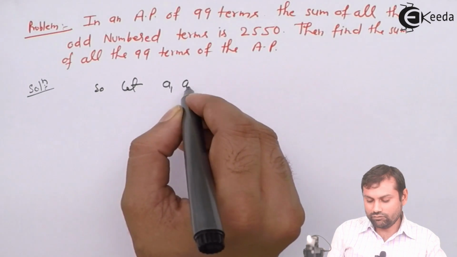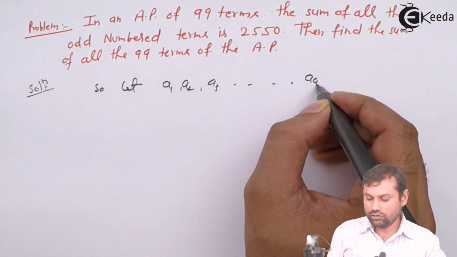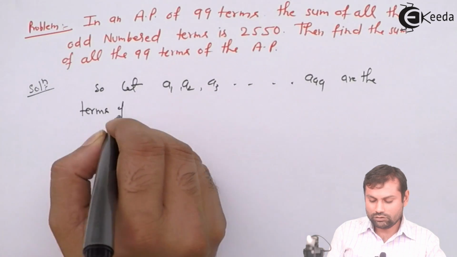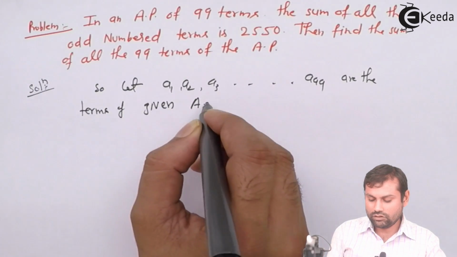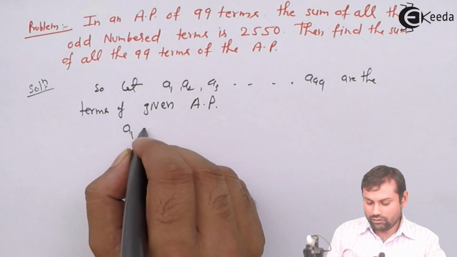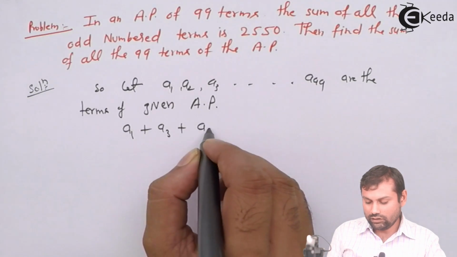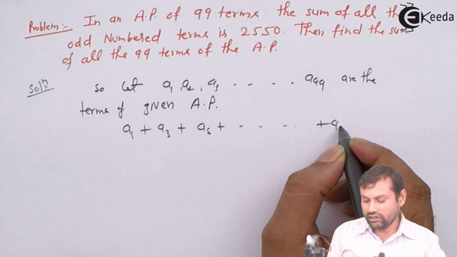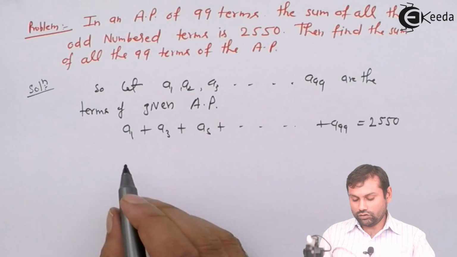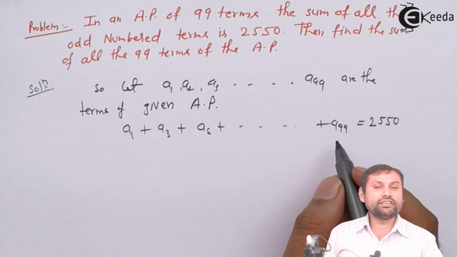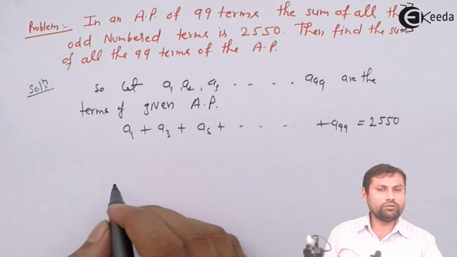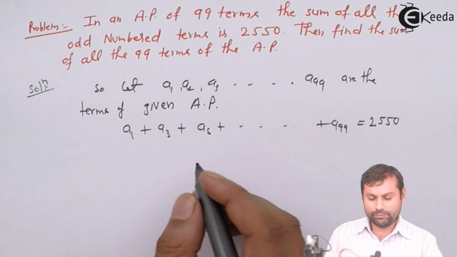Let A1, A2, A3 up to A99 be the terms of the given AP. Okay, and they have added A1, A3, A5 up to A99, that is 2550. Okay, so there are 50 terms. So n is equal to 50, the first term is A1, and the last term is A99. So we'll use that formula, n by 2 into (A plus L).